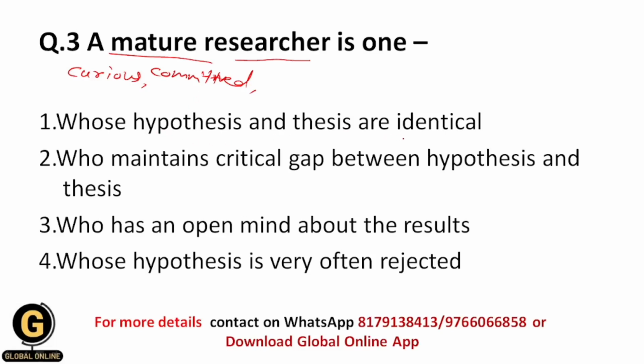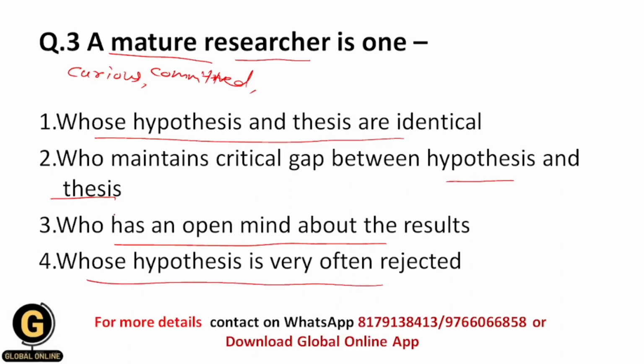Whose hypothesis and thesis are identical, who maintains a critical gap between hypothesis and thesis, who has an open mind about the results, whose hypothesis is very often rejected. The first option is whose hypothesis and thesis are identical. Whenever there is a mature researcher, it is not required that hypothesis and thesis be identical, because our hypothesis is the prediction and the thesis is the work that we have done. So they should not be identical, so this is incorrect.